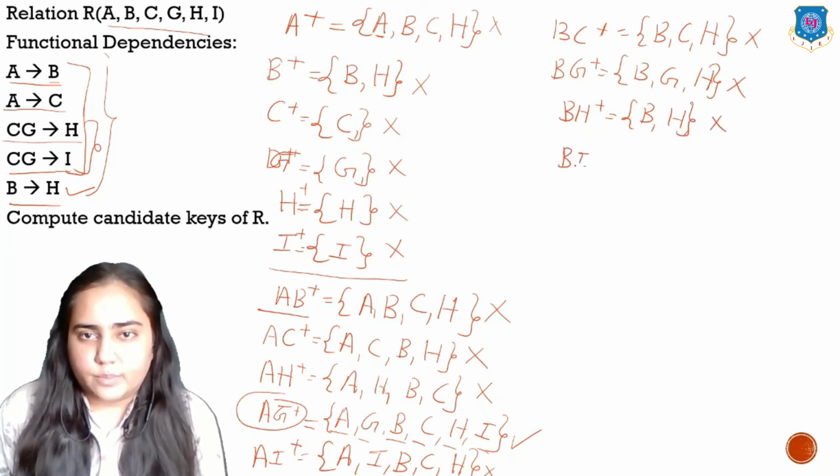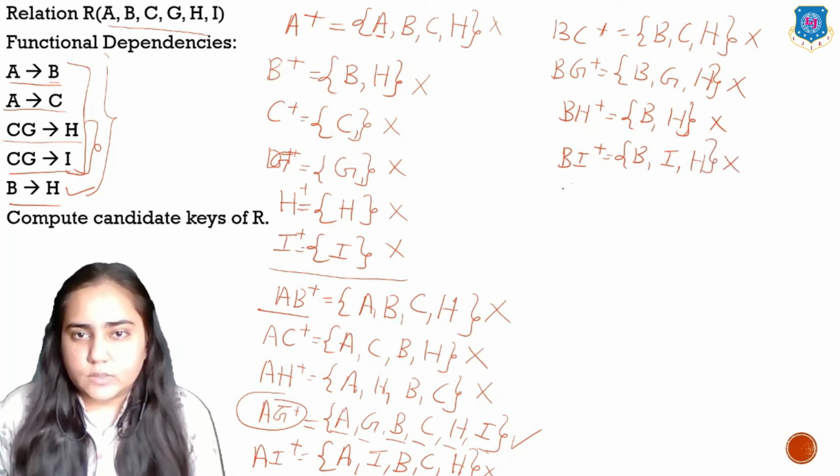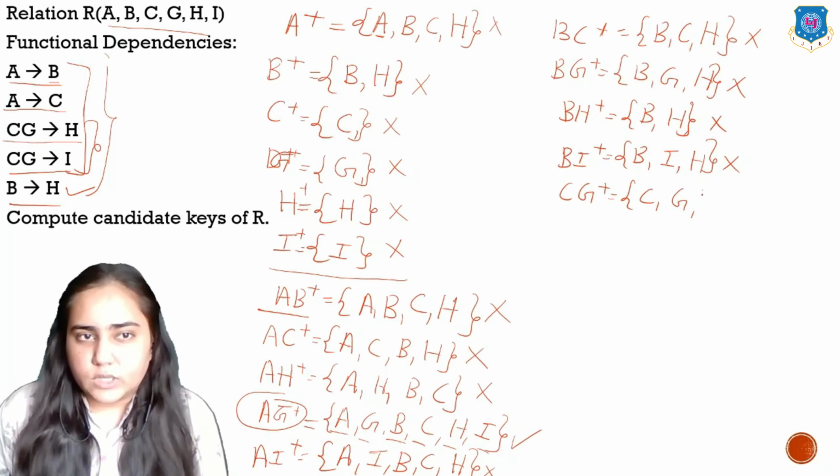And finally, I have BI plus. So I can add B, I can add I. Because of B, I can add H. And that's about it. Not a candidate key. Now let's try with C. So we are going to try CG plus. CG plus means I can add C, I can add G. Now because of C and G, I can add H and I, but I cannot add A and B. So this is not a candidate key.